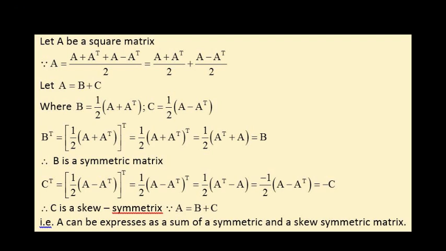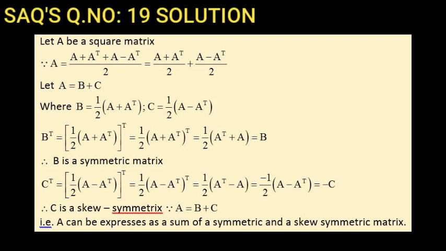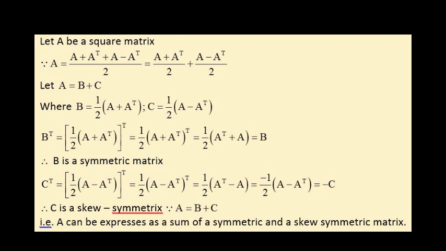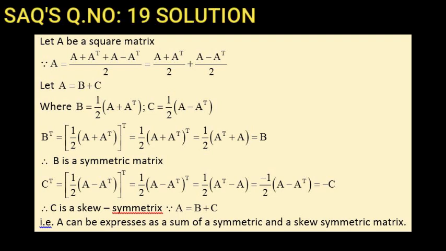Now we prove that A can be uniquely expressed as the sum of symmetric and skew symmetric matrices. Here we first prove that B is symmetric and C is a skew symmetric matrix. If B is a symmetric matrix, then B transpose is equal to B. For this, first we consider B transpose, that is equal to (A plus A transpose) by 2, whole transpose, which is equal to 1 by 2 into (A transpose plus A). Here we use (A transpose) whole transpose is equal to A, therefore which is equal to B. Therefore B is a symmetric matrix.